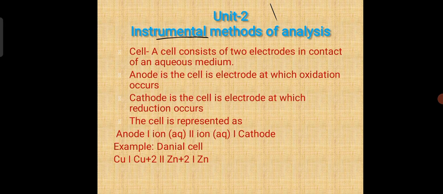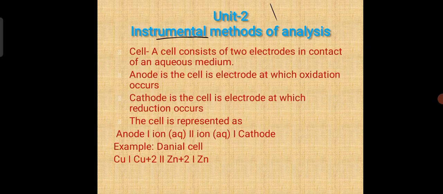The anode is the cell electrode at which oxidation occurs. What do you mean by oxidation? Oxidation means loss of electrons. Next is the cathode. The cathode is the cell electrode at which reduction occurs. Reduction means gain of electrons.